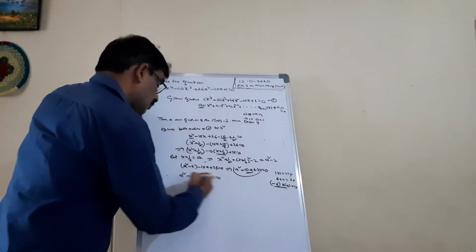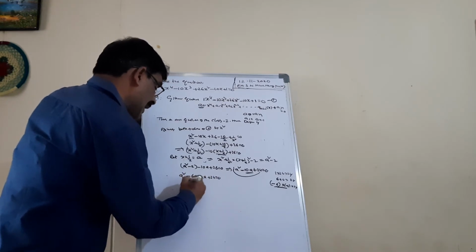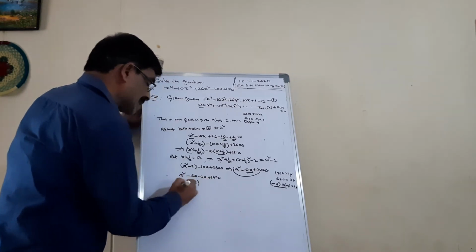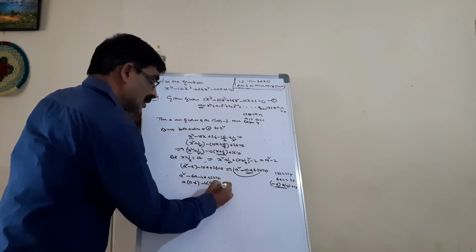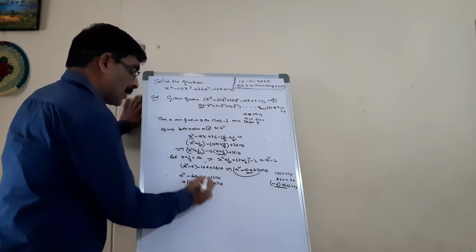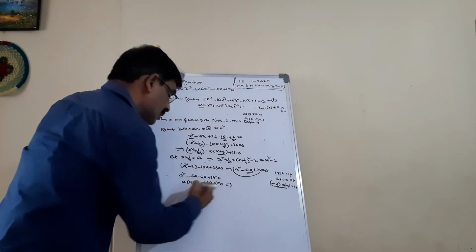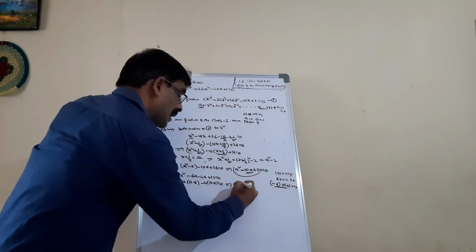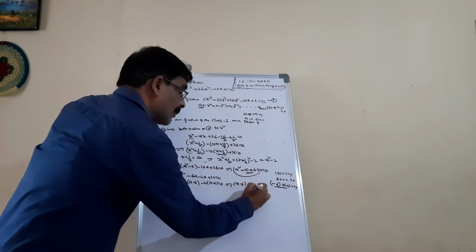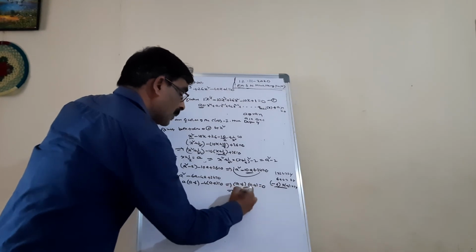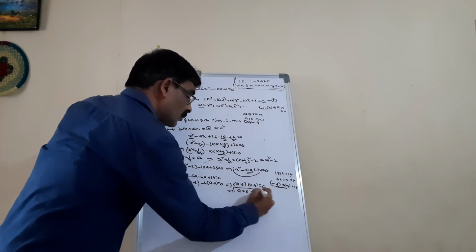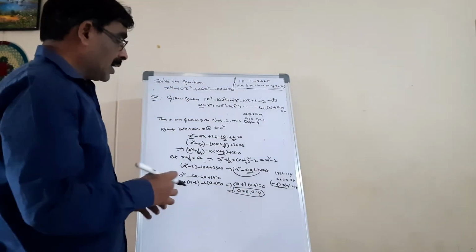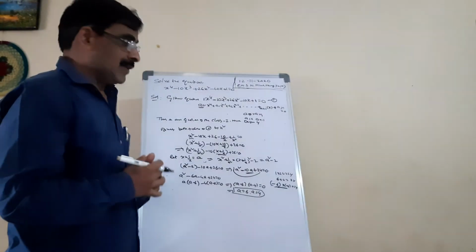Okay, take common. a is common. a square minus 6a. You take 4 common: a minus 6 equal to 0. So minus 4a plus 24. Again you take common. a minus 6 into a minus 4 equal to 0 implies a equal to 6 or a equal to 4. See, we have two roots because this is a second degree equation.